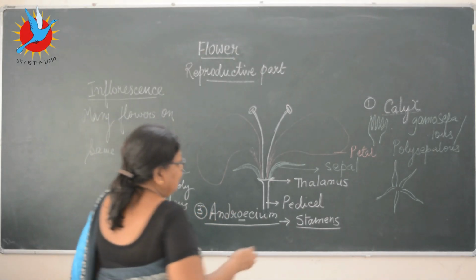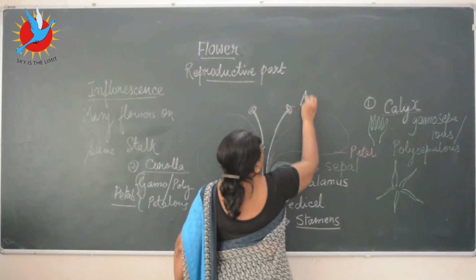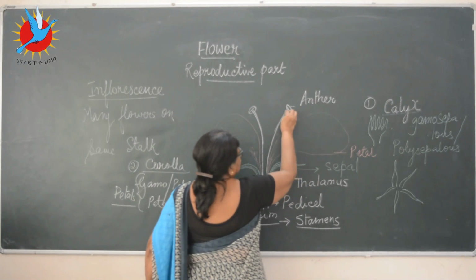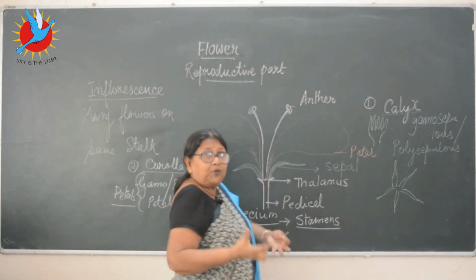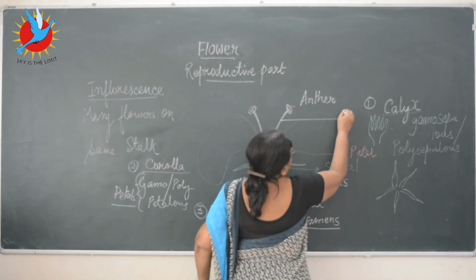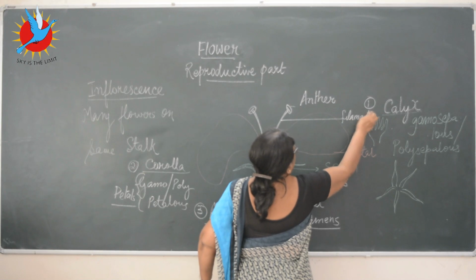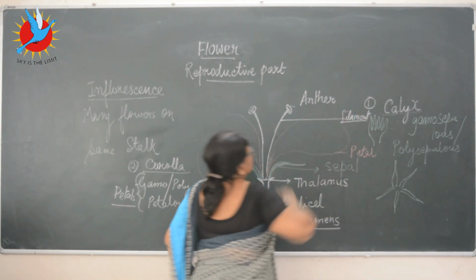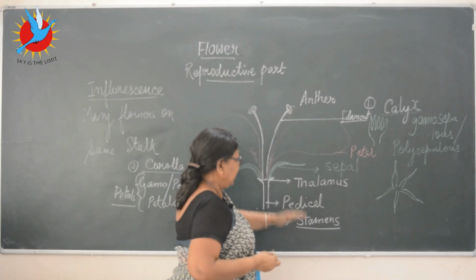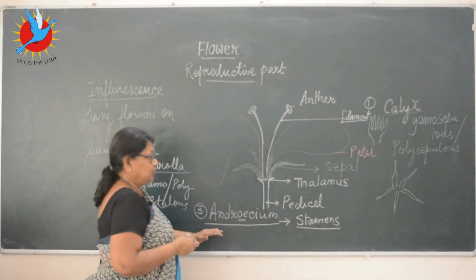And what is this stamen made out of? I've drawn it here. This head-like structure is called anther, and this long stalk which will uphold the anther, that is called the filament. Anther and filament together make the stamen. Stamens together will make the androecium.